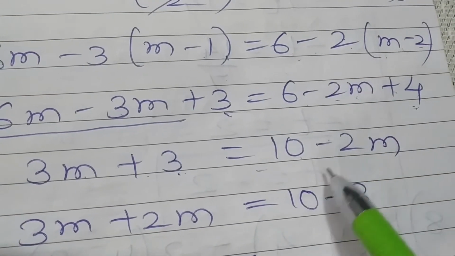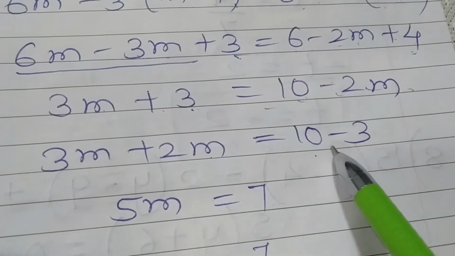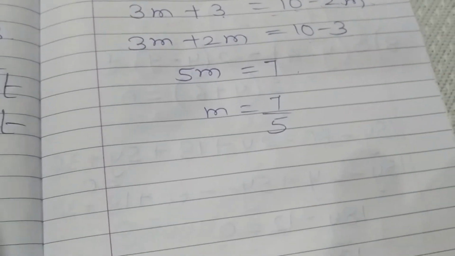6 plus 4, 10. 10 minus 2m. 3m plus 2m is equal to 10 minus 3. 5m is equal to 7. So m is equal to 7 upon 5.